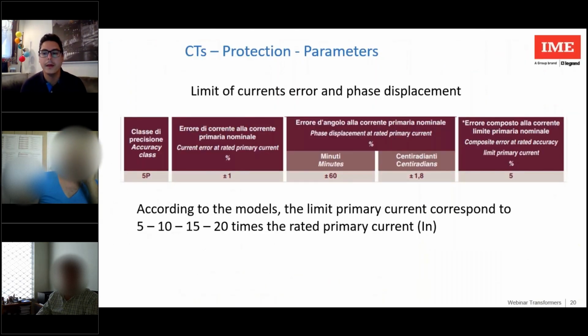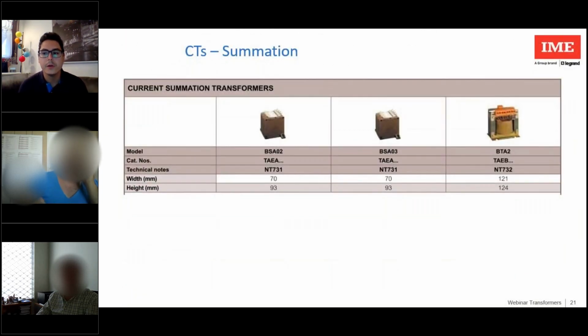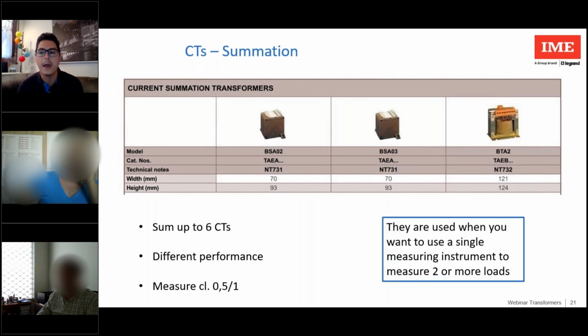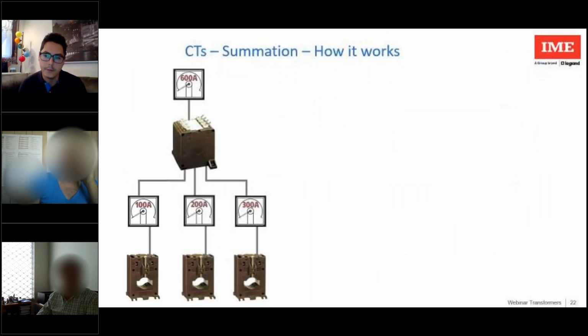Here too we find an error deriving from the transformation, as visible in this table. A special mention goes to the summation CTs. These CTs are able to sum up to 6 different measuring points. The range has 3 models with different performance and accuracy classes. As I say, they are used when I can only install one measuring instrument, but I have, for example, 2 separate loads. The function is very, very simple.